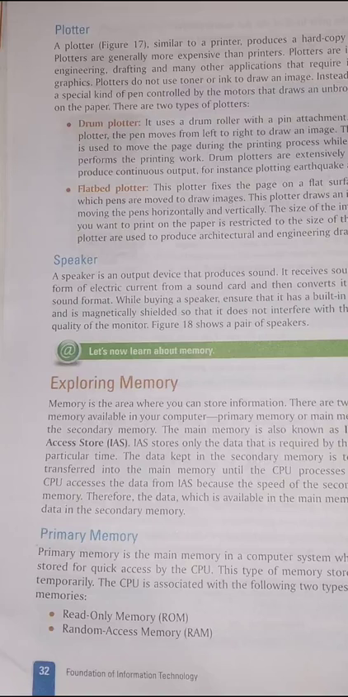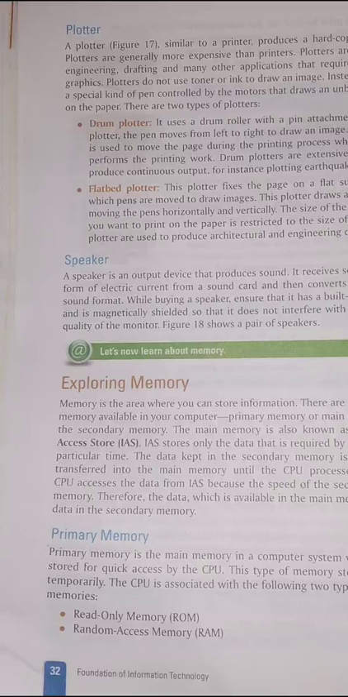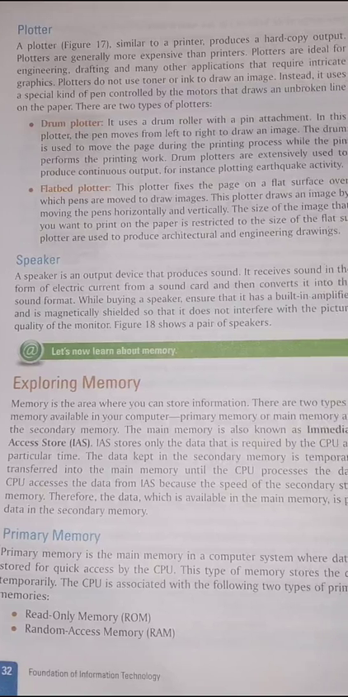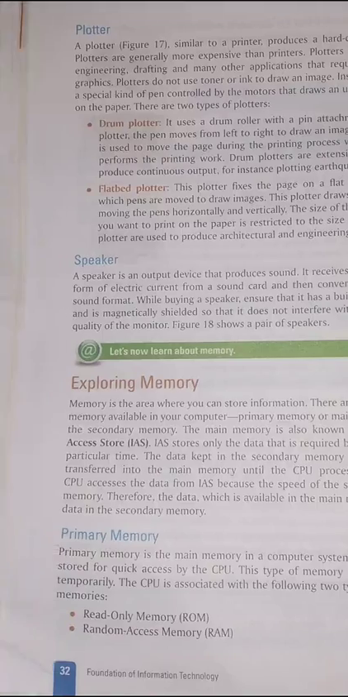Then coming to primary memory, the main memory, you are already well aware of this. In your previous classes, you know that primary memory is the main memory of the computer. In it, data is stored, and the data stored in primary memory is accessed quickly by the CPU. Whenever the CPU has to process data, it can access it from primary memory. Primary memory can be classified into two types. Number one is read-only memory, another type is random access memory.